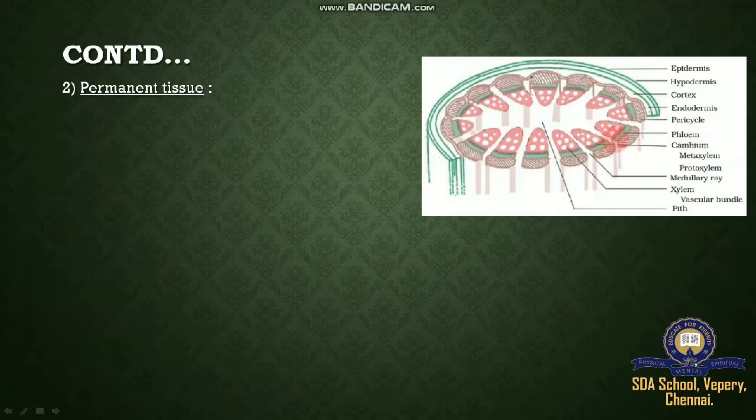I explained cambium. Cambium is present in between phloem and xylem, here called intrafascicular cambium. Then metaxylem. The first formed xylem is called protoxylem, then metaxylem. So metaxylem, and in the innermost part is protoxylem, then the medullary ray, xylem vascular bundle, and pith.